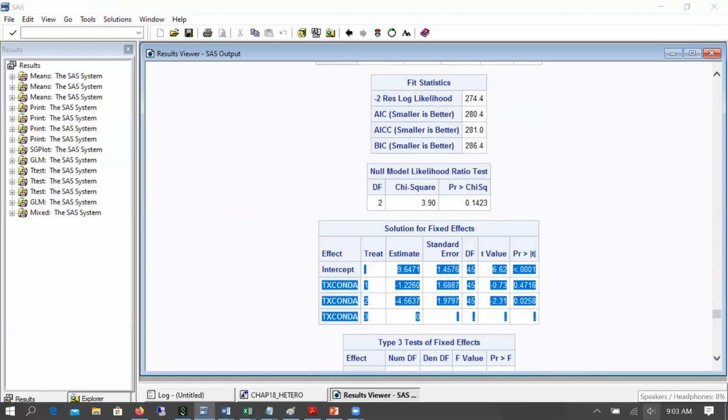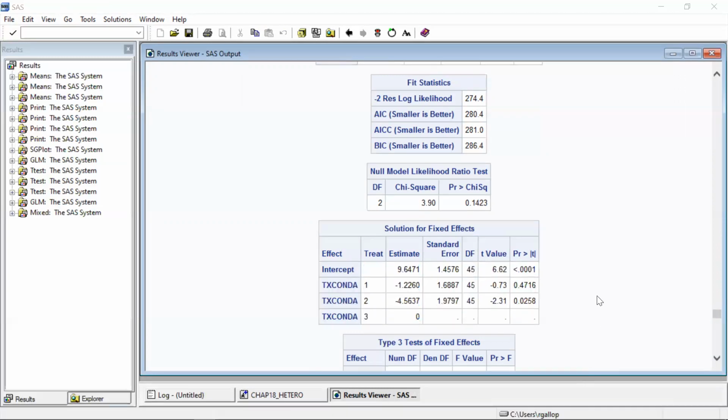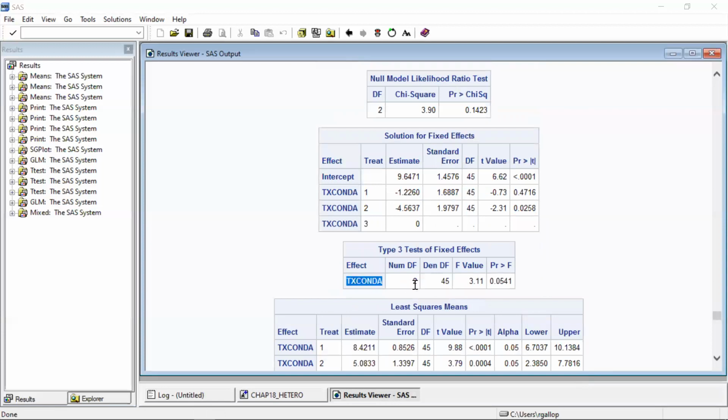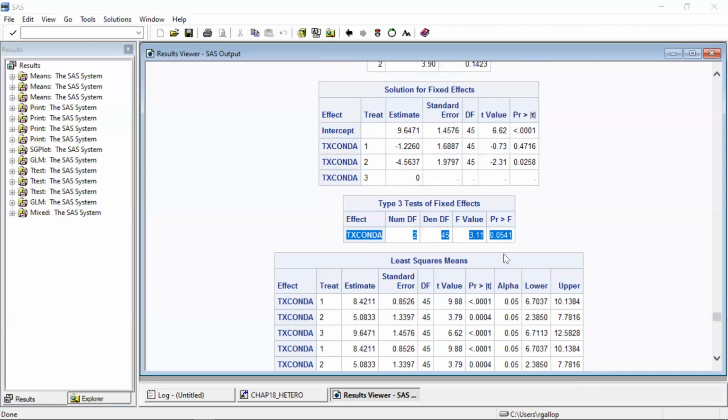Just like we saw in Proc GLM, but this is what we need. This is the overall ANOVA assessment, the equality of the three group means. This is the equality of the three group means in a heterogeneous ANOVA model. And look at this. Based on the available data, we do not have sufficient evidence to indicate a significant on average difference across the three levels of treatment.